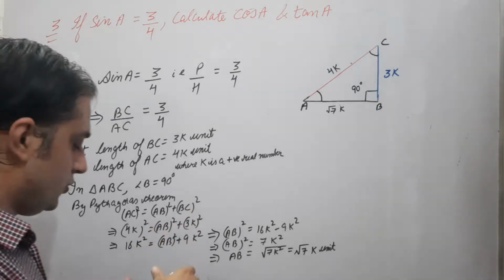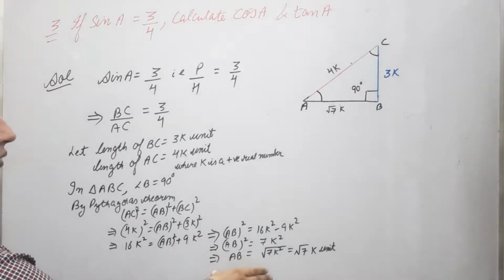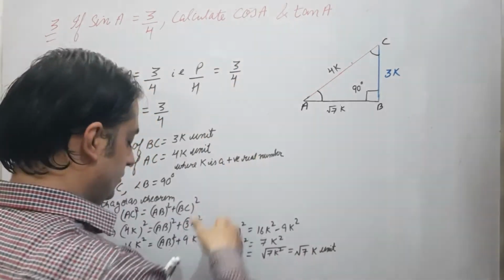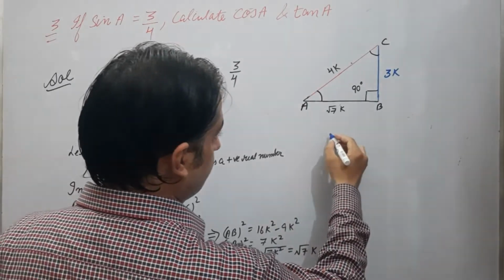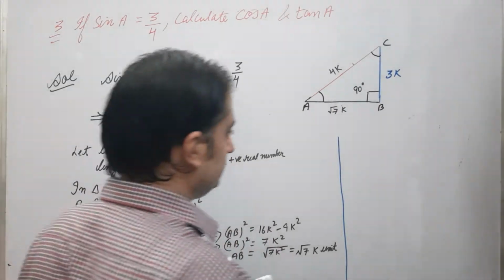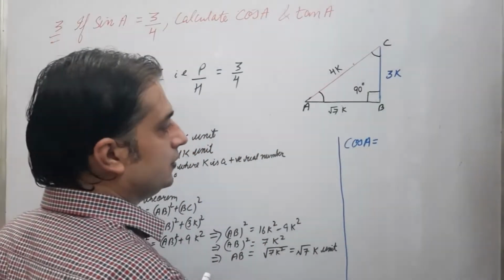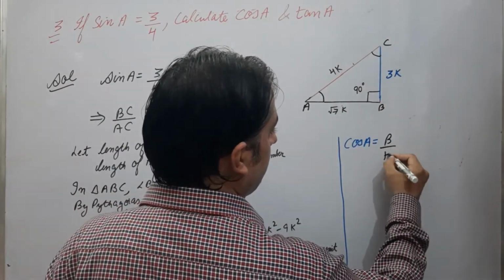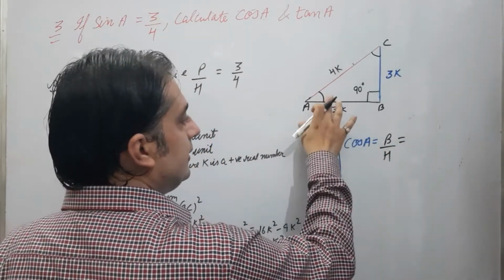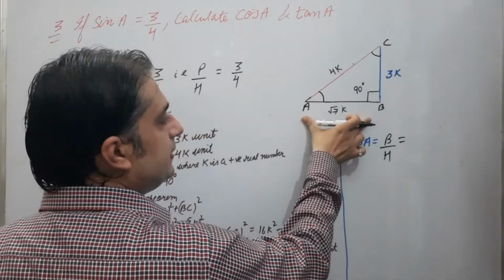Now we have to find the two T ratios, that is cos A, tangent A. Once you know the length of the sides, now you can easily find the two T ratios. First, cos A, that is what? Base upon hypotenuse. So here base B for angle A, the side opposite is perpendicular, the side adjacent is base. This AB denotes the length of the base.